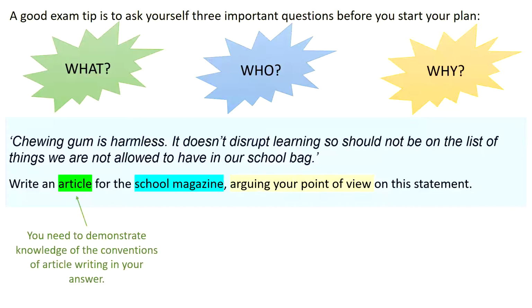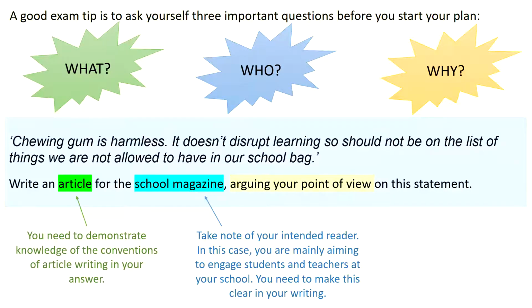The second question to ask yourself is who? Who is this piece of writing aimed at? So highlighted in blue, the answer to that, well, it's going to go in a school magazine. So take note of your intended reader. In this case, you're mainly aiming to engage students and teachers at your school. This should be absolutely clear in your writing. It needs to sound like you've thought about those particular people in that particular context.